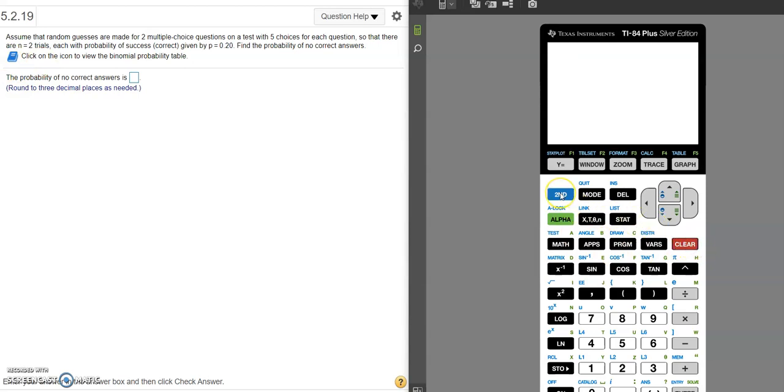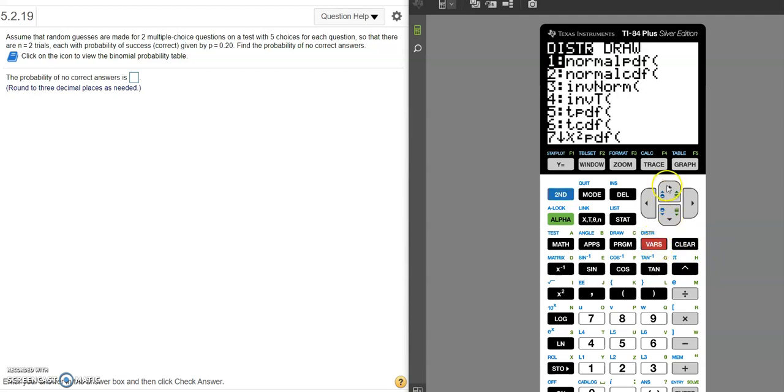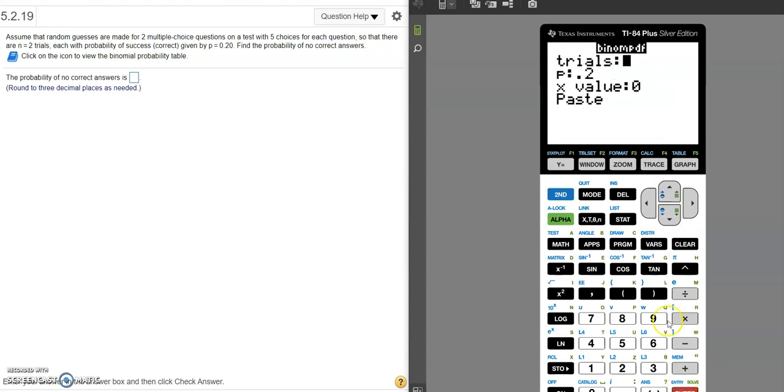If we use the binomial PDF, I'm going to go under Second, and then hit the Vars key, which goes to the distributions. I'm going to go up to binomialpdf. n is the number of trials, so that's n right here. n is 2, p is 0.2, and x, since it says no correct answers, is 0. I'm going to go down to Paste, hit enter. Again, this is n, this is p, and this is x. So my answer is 0.64.